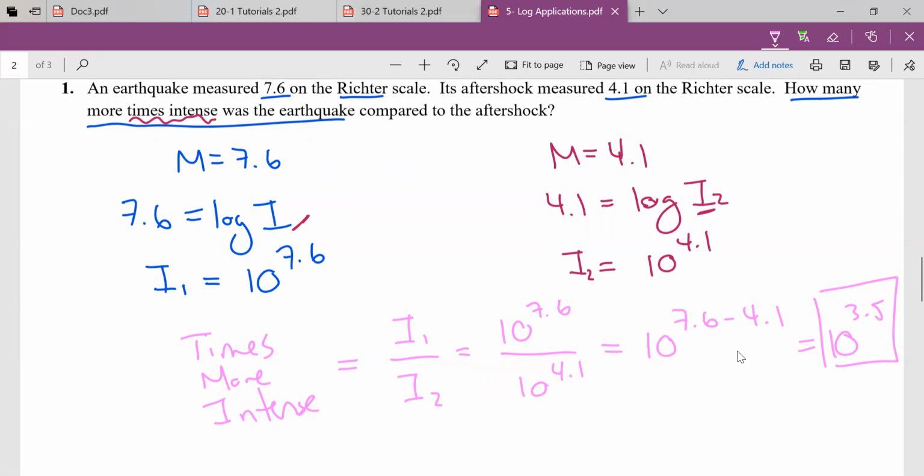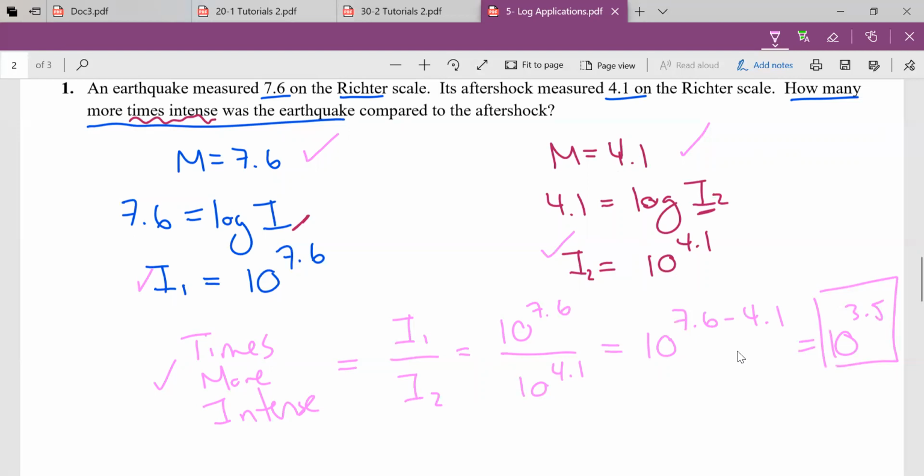One more time. We subbed in our given magnitudes into our equations. We had two of them. We isolated for intensity by switching to an exponential, and then we found times more intense by dividing those intensities by going the bigger divided by the smaller.